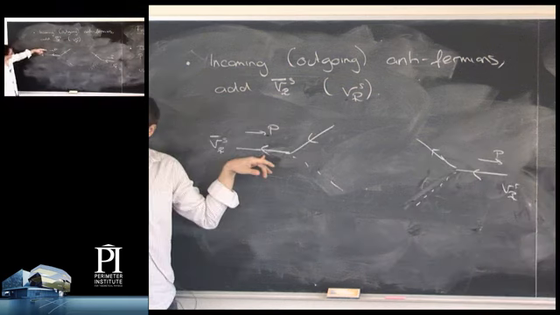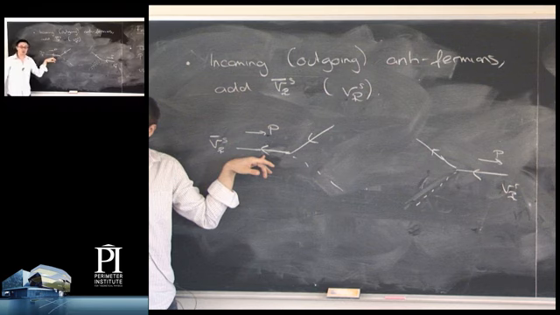Notice that this is an incoming guy, which is labeled by this p, so it's going that way, but this arrow goes the opposite way. And this arrow, remember, is telling you the charge of the state. So this is saying that it's an antifermion instead of a fermion.